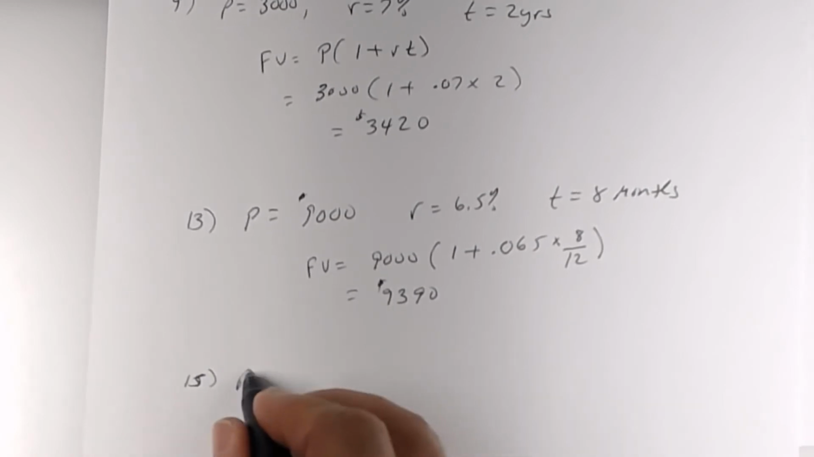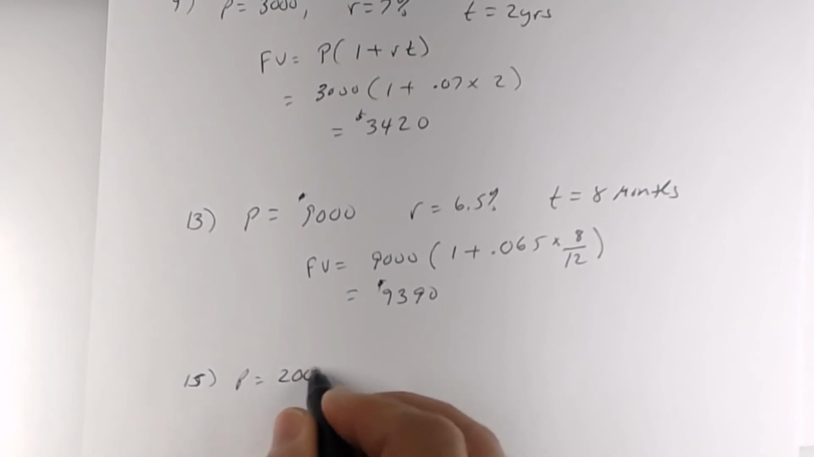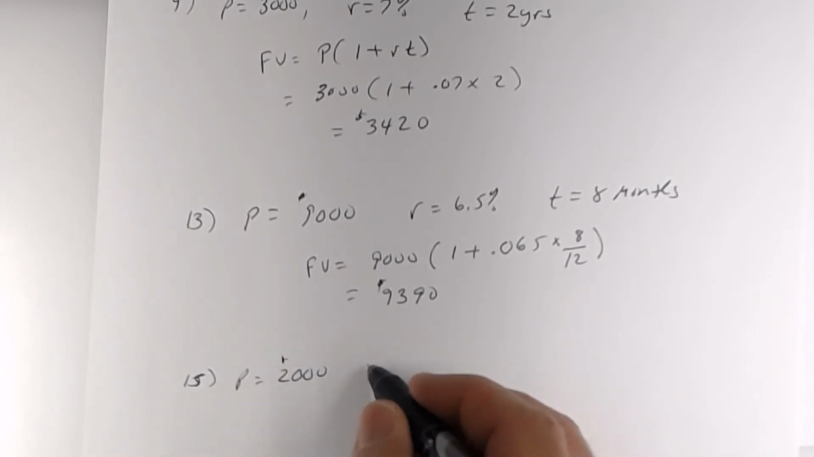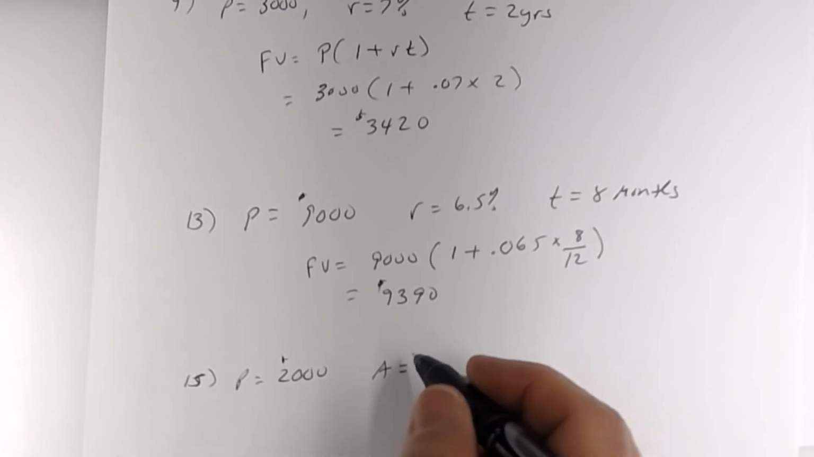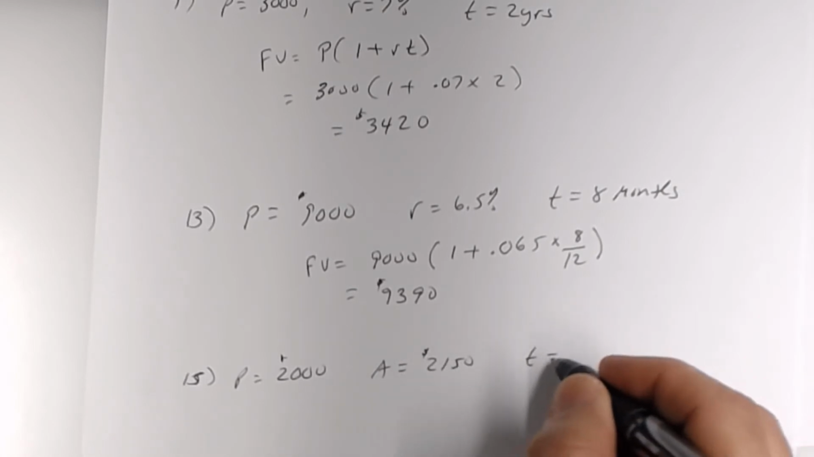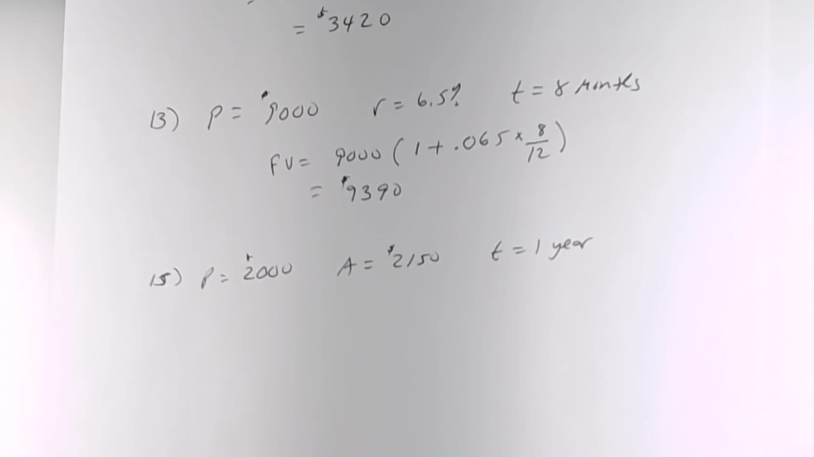Okay, so you're told the principal is 2,000. You're told that A is $2,150, and the time is 1 year. Now read the direction. The direction says the principal is borrowed and the loan's future value A is given. And they want you to determine the loan's simple interest rate. So this time you're finding which variable? The rate. You're trying to find the rate.